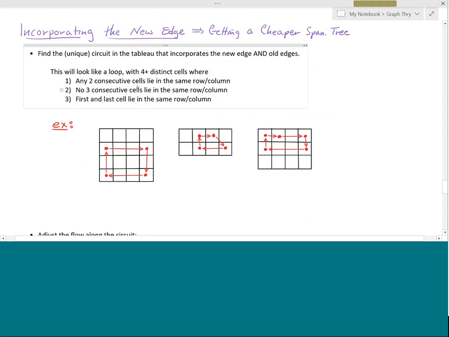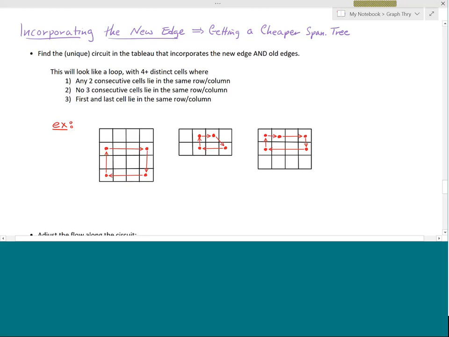And here's what has to happen for this loop. You have to have any 2 consecutive cells in the loop lie on the same row or column. If you look at any 3 consecutive cells in the loop, they're not allowed to all lie on the same row or column. And if you look at the first and the last cell in your loop, those guys need to lie in the same row or column. And often I'll actually travel around in terms of these cells that I'm looking at clockwise, but you can actually go around the opposite way. It doesn't actually matter. Okay?